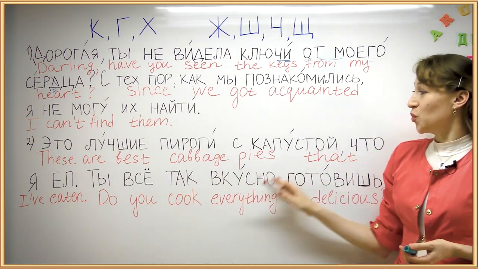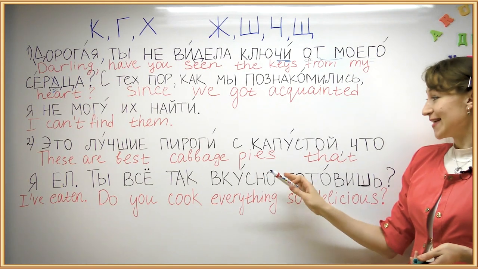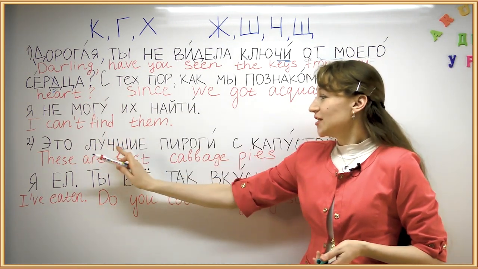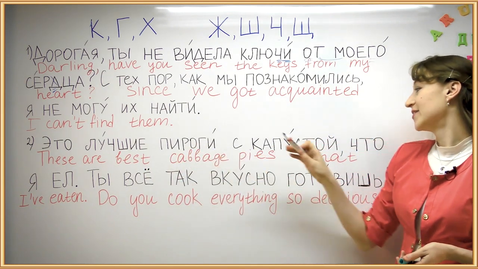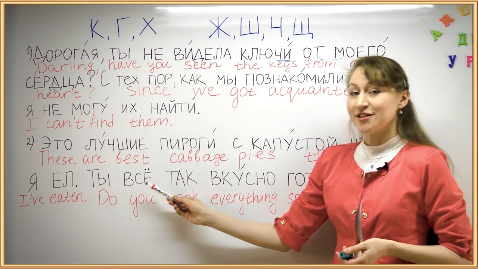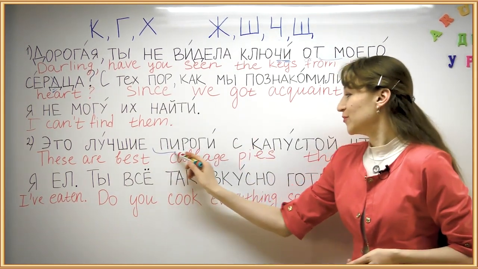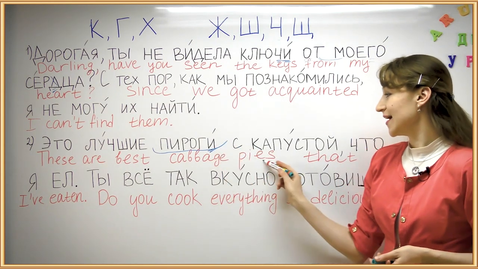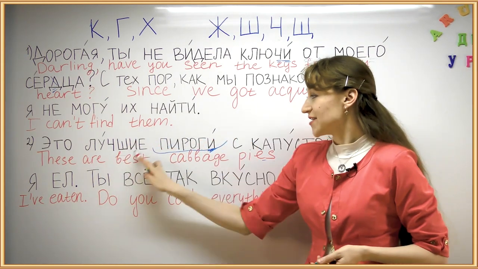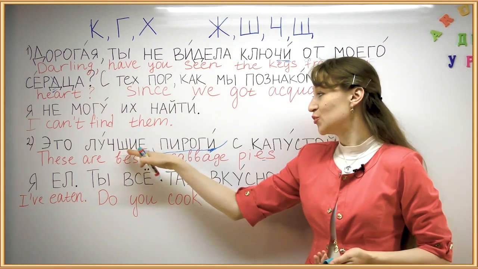The next one is a way to compliment on your girlfriend's or your wife's cooking. So if you want to compliment on her cooking, for example, well, this is about cabbage pies, but you can put here anything you want. Это лучшие пироги с капустой, что я ел. Ты все так вкусно готовишь. The noun in plural is пироги, pies. Г is a guttural sound, so it takes the И ending. By the way, the adjective best, лучшие, actually also has a plural ending. Лучшие пироги.